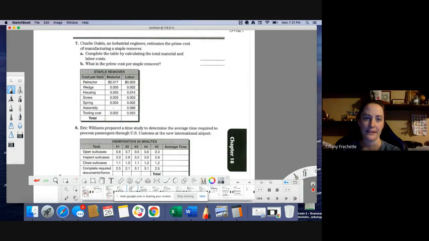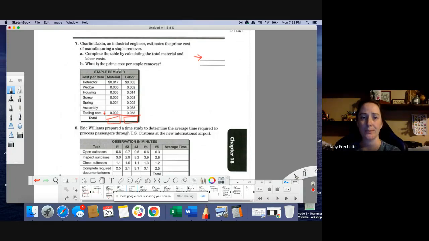So to make a staple remover, Charlie Duncan, an industrial engineer, estimates the prime cost of manufacturing a staple remover. Complete the table by calculating the total material and labor costs. So he's already done this for you. This is the cost per item. All you have to do is total it here and here so that you have the total for materials and the total for labor for each one of these. And both of those answers they expect to go here. So it's just two answers on the same line.